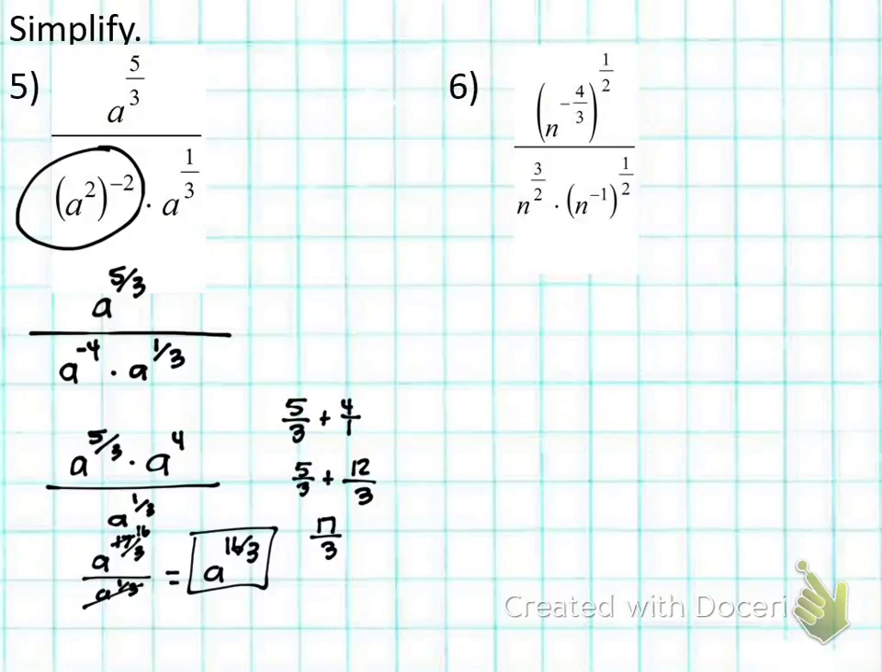Okay, anyways. Last one, number 6. Ready, set, go. Okay, so on number 6, first thing I want to do is start simplifying each of my numerators and denominators separately. Just looking at my numerator up here, I'm noticing, hey, look at that, I have a power raised by a power, so it's going to be -4/3 times 1/2 is going to be -4 over 6. That's my new numerator exponent.